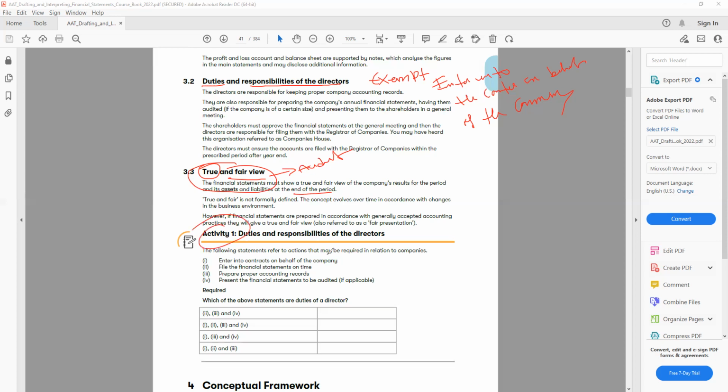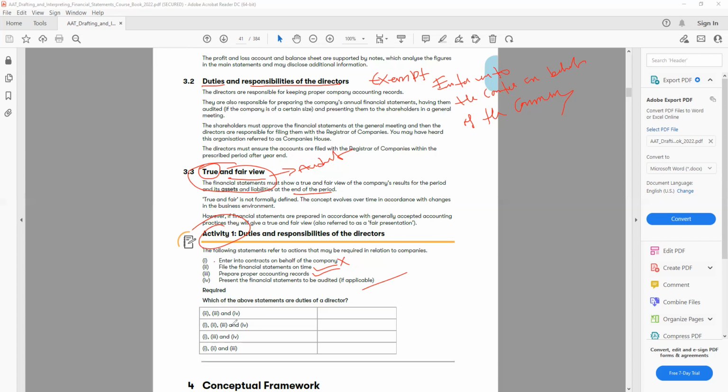Activity one, duties and responsibilities of the directors. Enter into contract? No, they don't have to enter into contract, as I said. File the financial statement on time, yes. Prepare proper accounting records, yes. Present the financial statement to be audited if applicable, yes. So all of these are responsibilities of the director except enter into any contract.